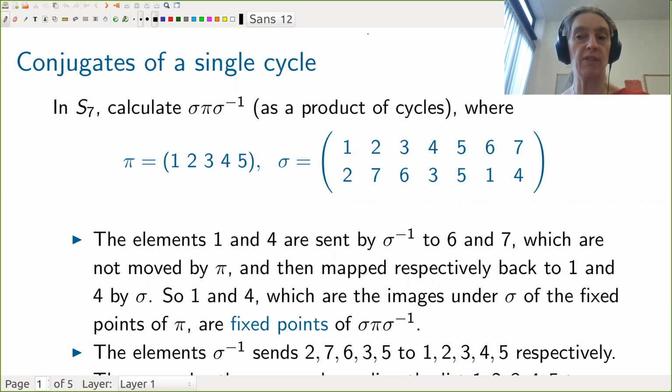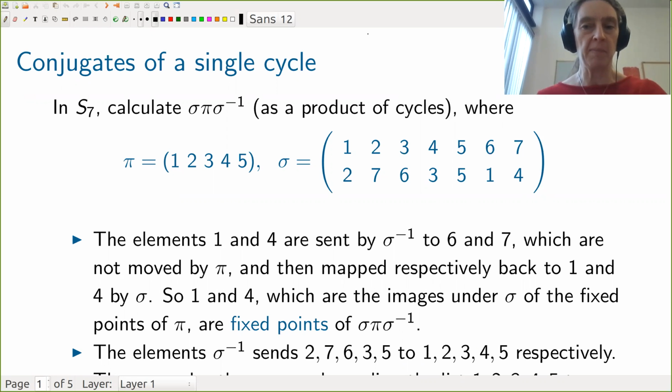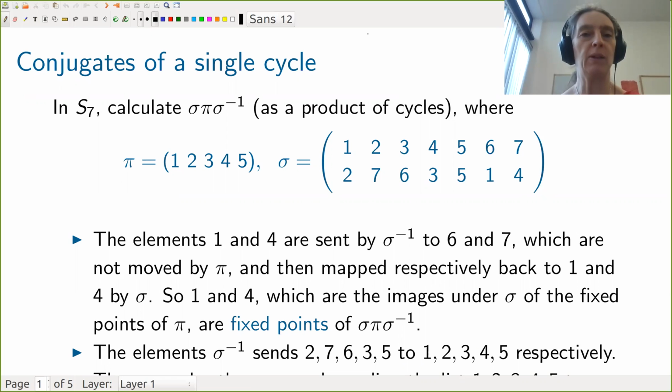So we're talking about conjugacy in symmetric groups of permutations. Last time this week we talked about the disjoint cycle description of a permutation. Now we're going to see what the connection is between that description and the concept of conjugacy and conjugacy classes in Sn. So let's have a look at an example.